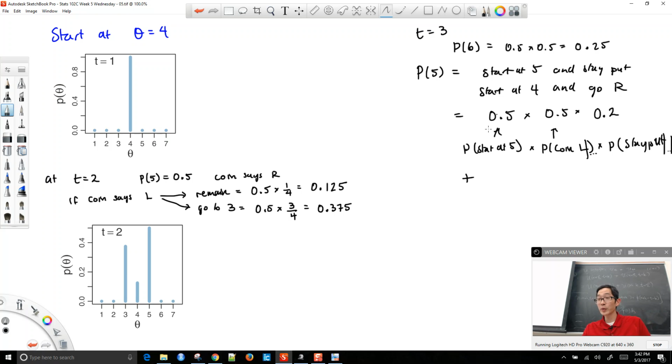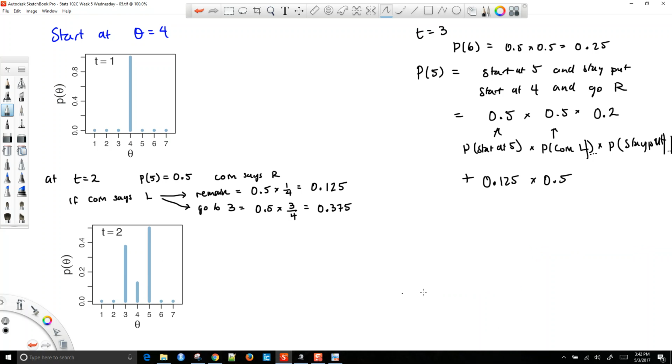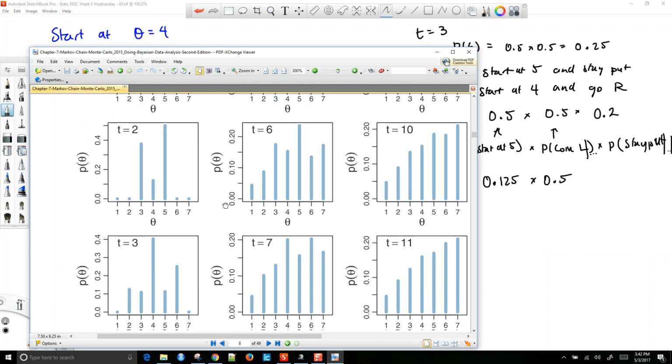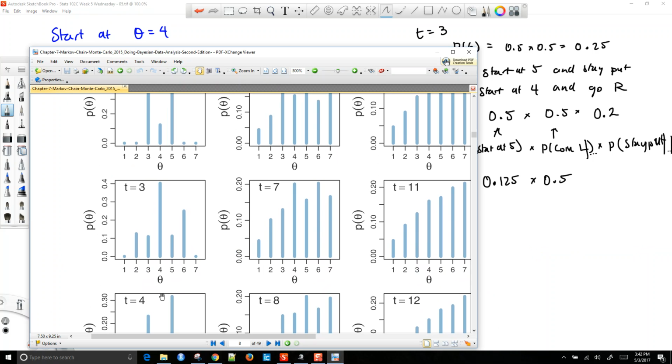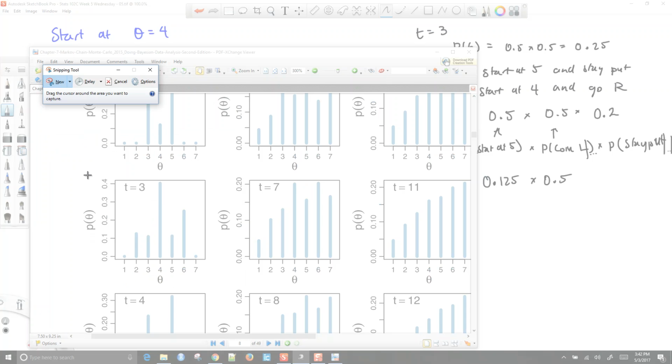And then we have to add, starting at 4, we start at 4 with probability 0.125, and then we move to the right with probability 0.5. So you have to do all of this calculation. This is a pain in the butt. And then we get the probability of getting to location 5. And then we can figure out for 4 and figure out for 3. And so after you do all of those multiplications, this is what you end up getting.